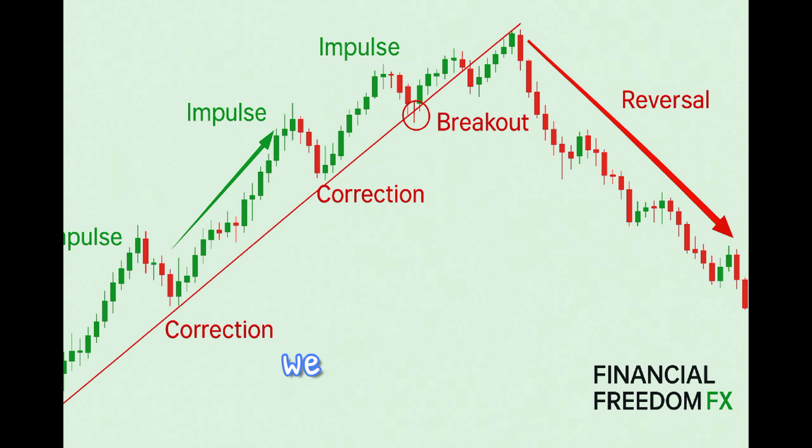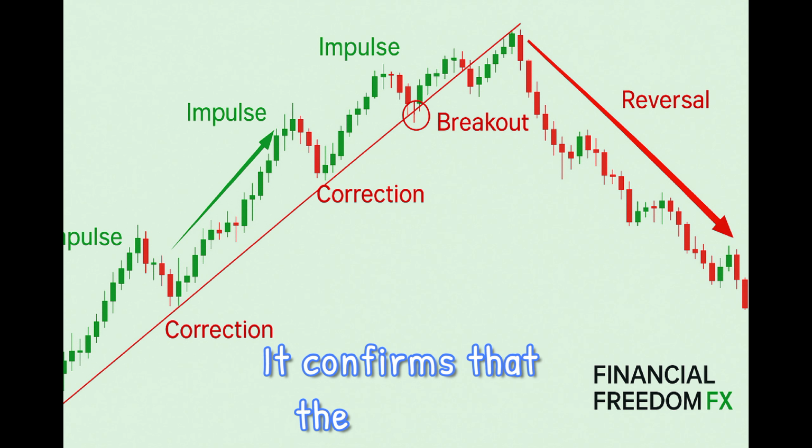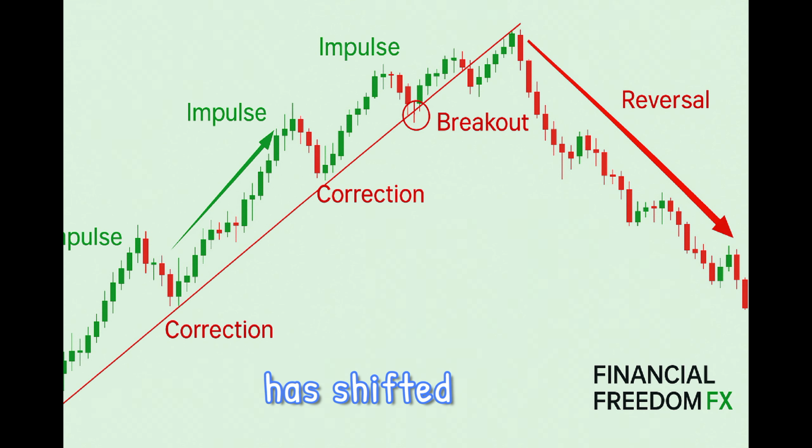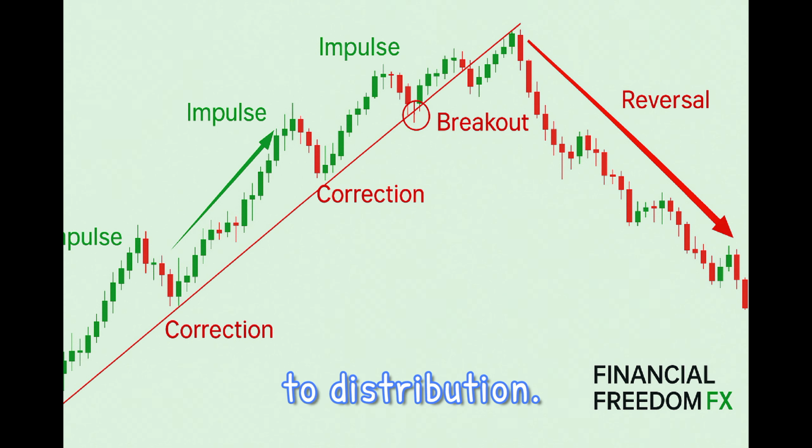After the breakout, we see a clear reversal. Price starts to form lower highs and lower lows, indicating a bearish trend. This reversal is powerful. Notice how steep and consistent the move down is. It confirms that the previous bullish trend is over. The market structure has shifted from accumulation to distribution.